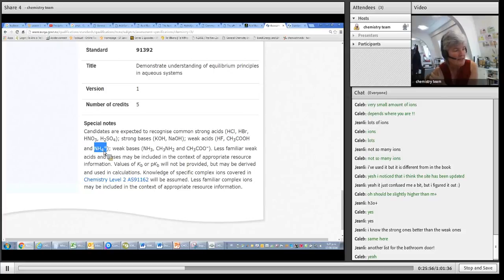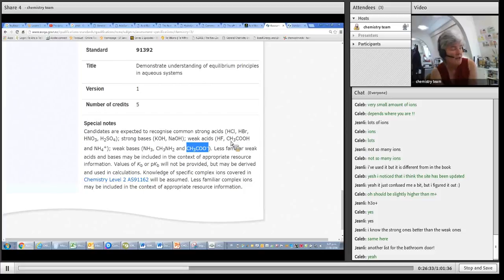These are the weak bases you have to know. Ammonia, then this organic compound, which hopefully you will all know after we've finished all that organic. The proper name would be methanamine, or the old name would be aminomethane. And then, of course, the ethanoate, which is the conjugate base of ethanoic acid. Now, I haven't used that term conjugate yet. I will talk about that very soon, so just keep it in the back of your mind.